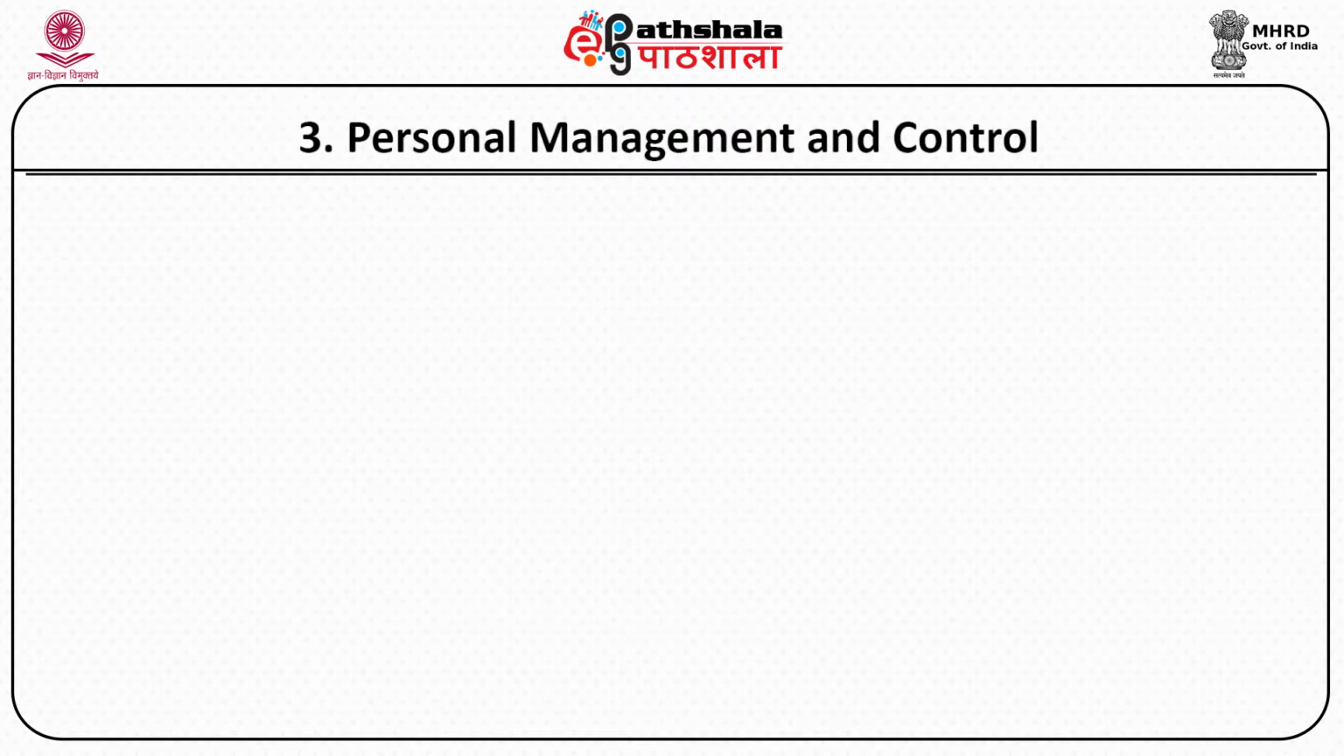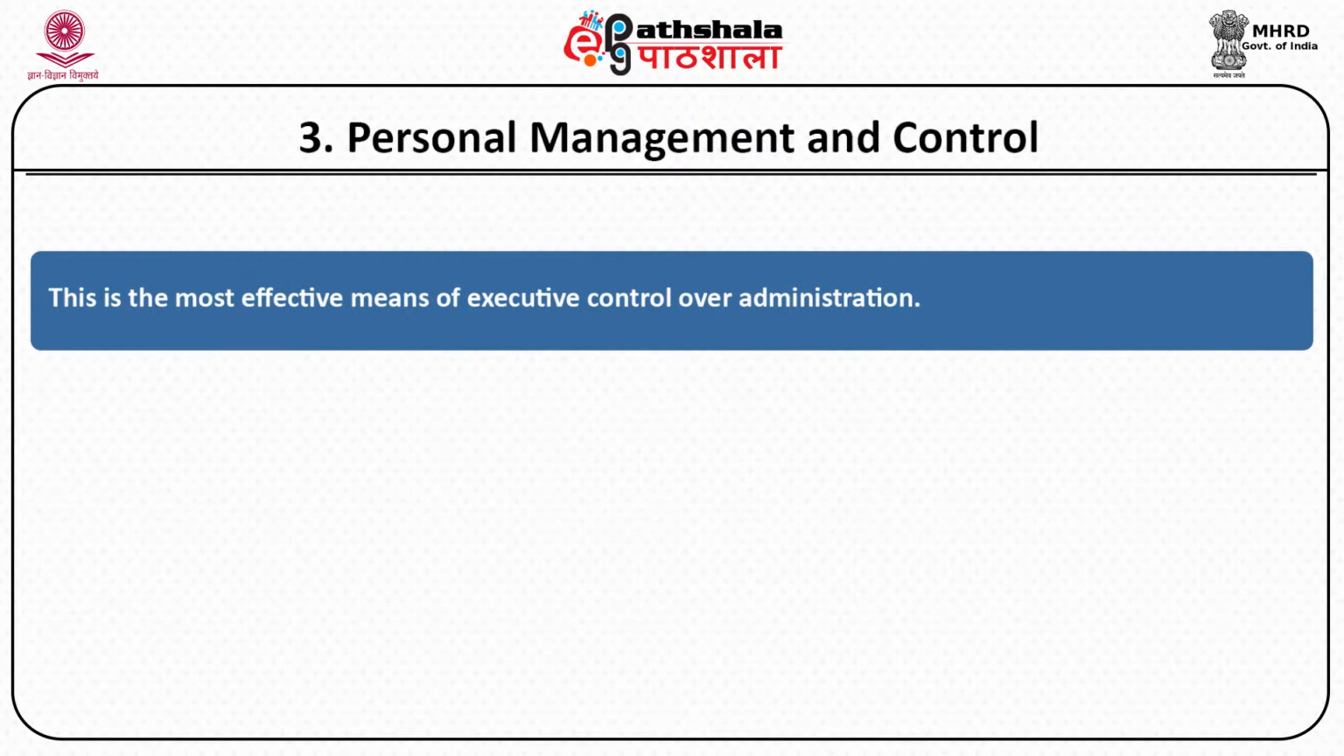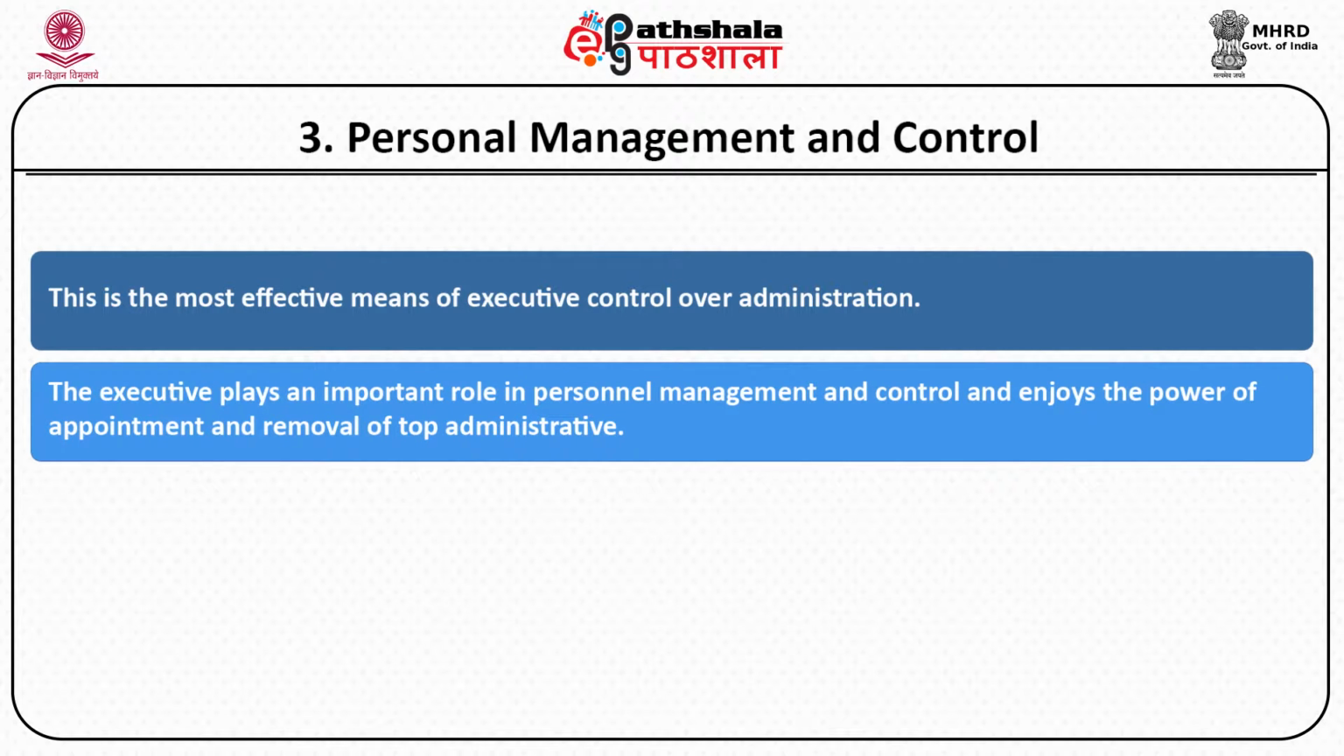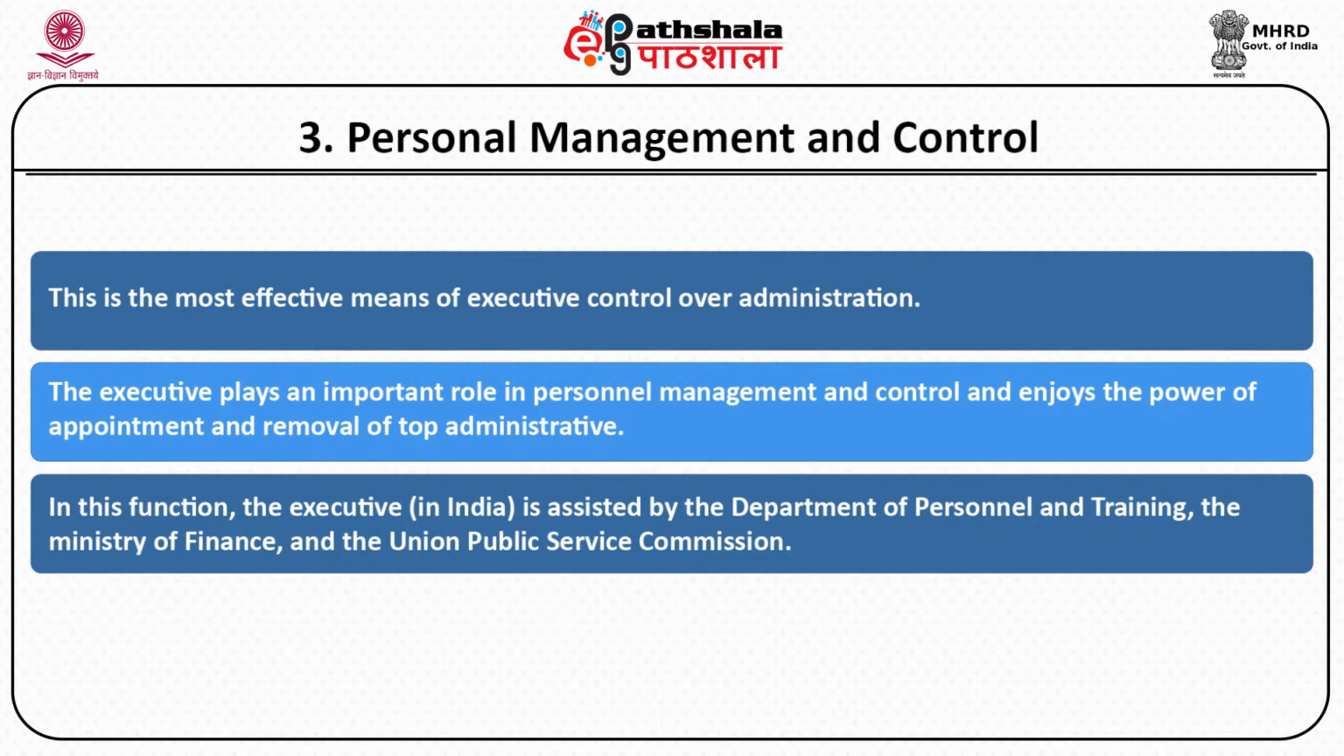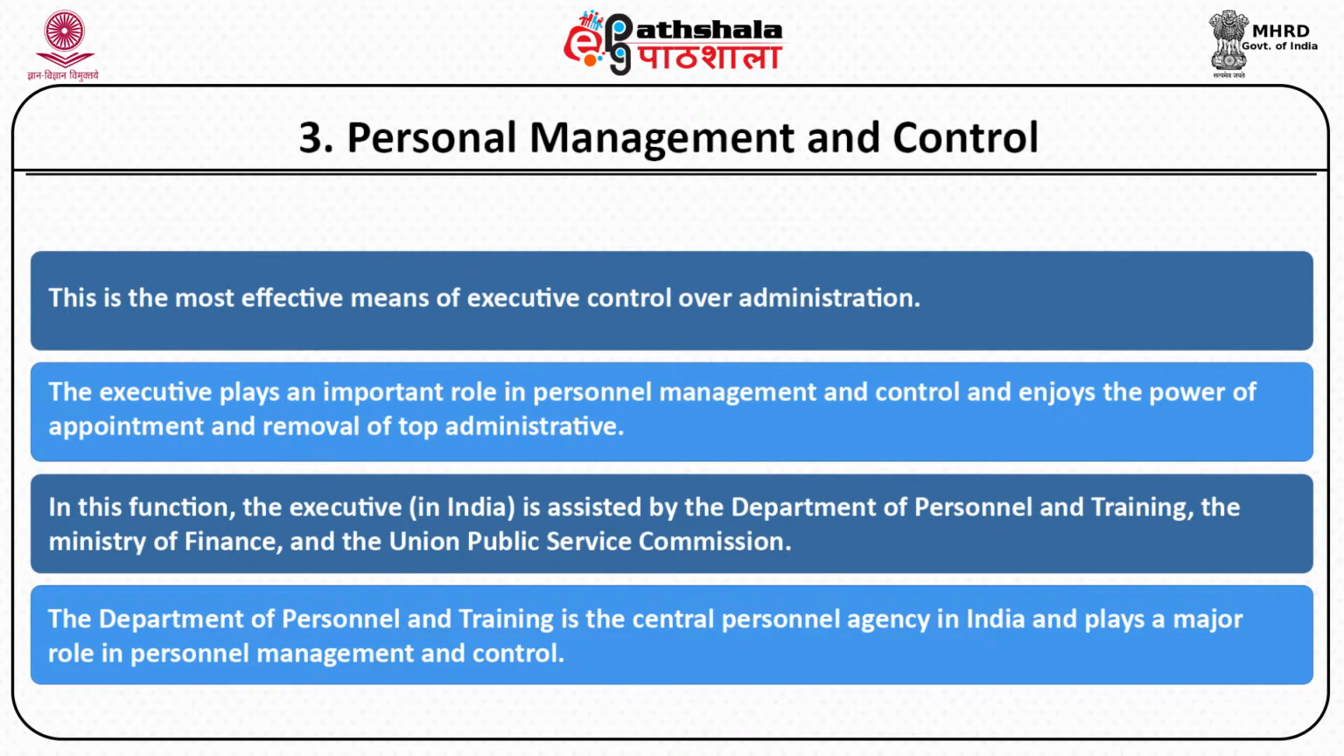Then the third mode is the appointment and the removal of the personnel management and control. This is the most effective means of executive control over administration. The executive plays an important role in personnel management and control and enjoys the power of appointment and removal of the top administrative heads. In this function, the executive is assisted by the Department of Personnel and Training at the Ministry of Finance and Union Public Service Commission.